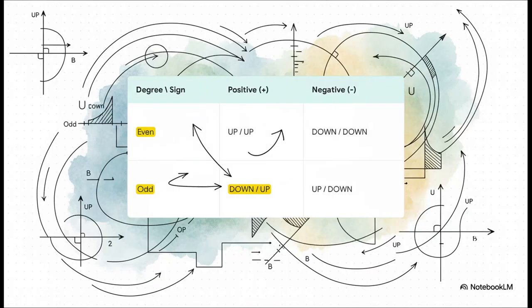And there it is, right on the grid. That down-up behavior locks us into the odd and positive category. It's an awesome tool because it works both ways.